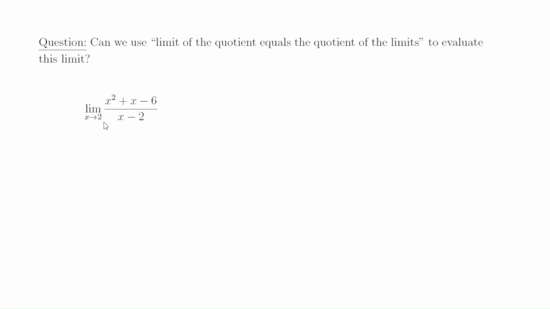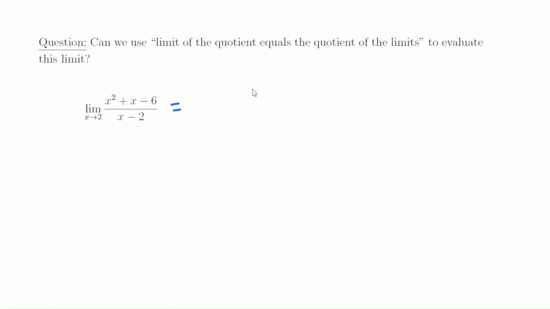Can we use limit of the quotient equals quotient of the limits in this example? So can I write this as limit as x approaches 2 of the top divided by limit as x approaches 2 of the bottom? Turns out that we can't, because notice that we're going to get a limit of 0 down in the denominator, and that's exactly the bad case, right? Limit of the quotient equals quotient of limits as long as you're not dividing by 0. So I couldn't just put equals limit as x approaches 2 of the top divided by limit as x approaches 2 of the bottom. That would give us the wrong answer. In fact, that would give us 0 over 0, and that's not the correct answer.